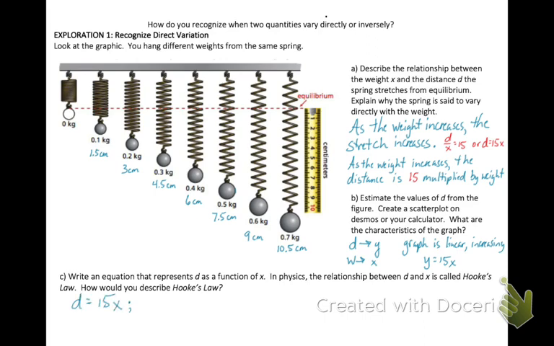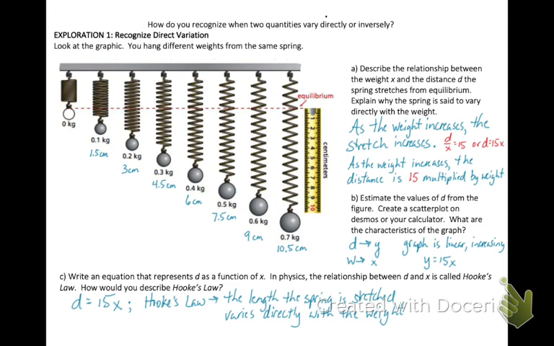In physics, this relationship between the distance of the spring and the weight is called Hooke's law. How would you describe Hooke's law? So I think I would say something like that Hooke's law dictates that the length of the spring stretched changes or varies directly with the weight. And again, a multiplier relationship is one that we describe as varying directly. So this is a direct variation relationship.